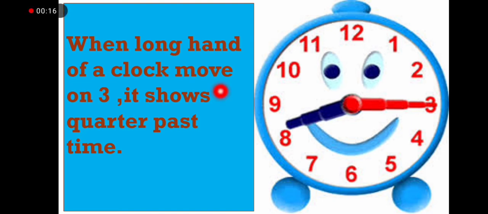In this clock you can see the minute hand is at 3 and the hour hand is near 8. So what time is it? When the long hand of a clock moves on 3, it shows quarter past time. So the time in this clock is quarter past 8, because it is nearest to 8, not 9. It means how many minutes have passed in 8? 15 minutes passed in 8.